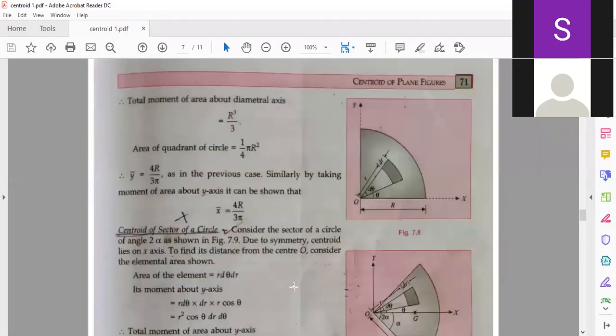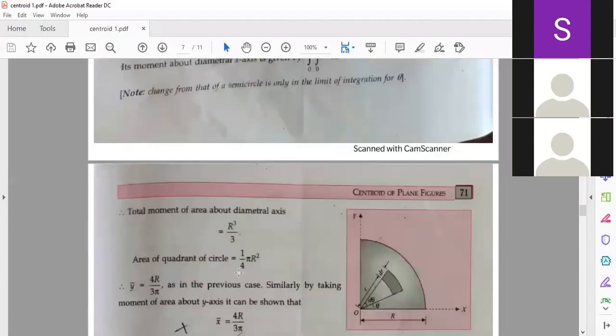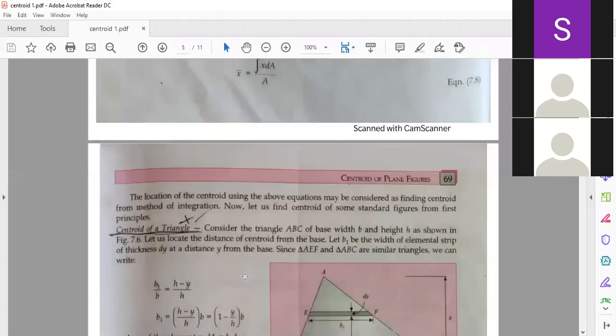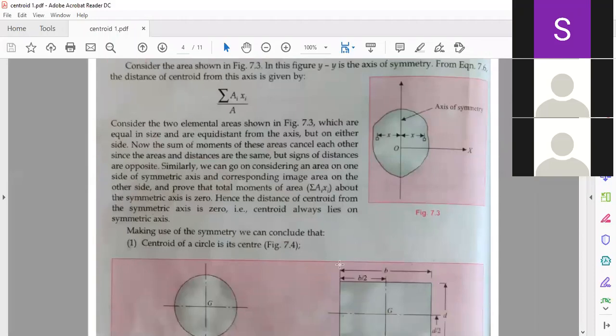Ankita, any doubt? Anybody having any doubt regarding the centroid? These derivations are also important. Please go through the notes. I will be uploading them now, whatever notes I am showing here.